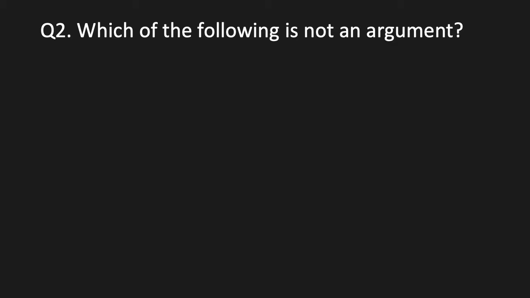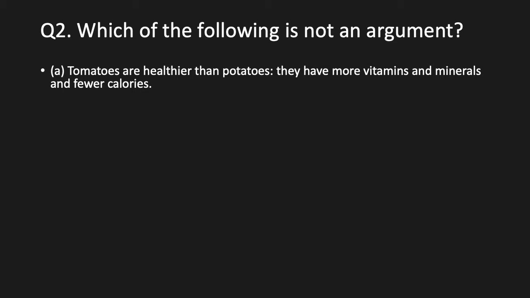Question number 2. Which of the following is not an argument? A, tomatoes are healthier than potatoes. They have more vitamins and minerals and fewer calories. Now, the reason why tomatoes are healthier than potatoes is that they have more vitamins and minerals and fewer calories, right? So the first sentence is the conclusion, and the second sentence, that they have more vitamins, minerals, and fewer calories, is a reason to support the conclusion. So this is an argument.